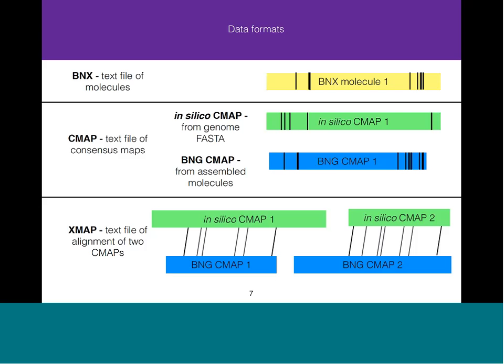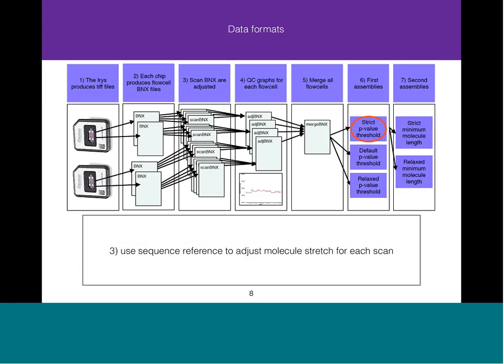Okay, so now that we've gone over the basics, the kind of novel formats for BNG data, there's 7 major stages to our assembly process, and this is just a quick outline of them. We start off with data that comes from iris chips. So each iris chip has 2 flow cells. It produces TIFF files, which are converted into Bnx files of the molecules.